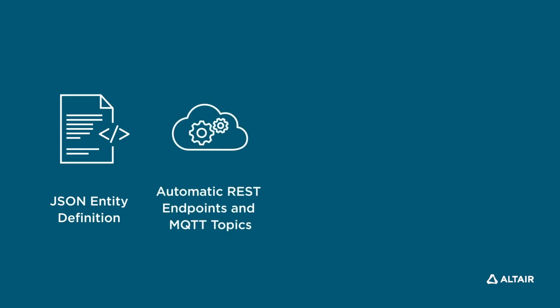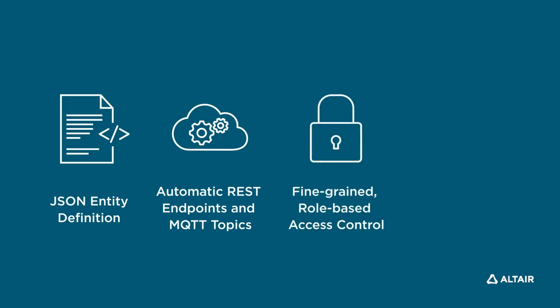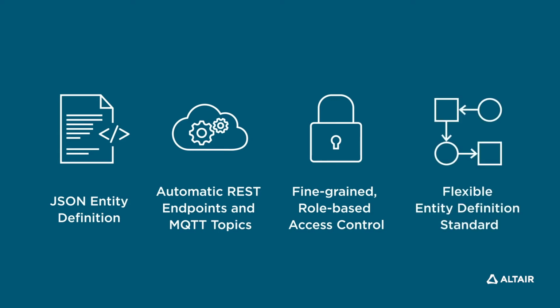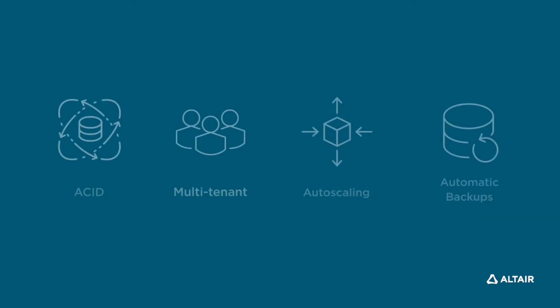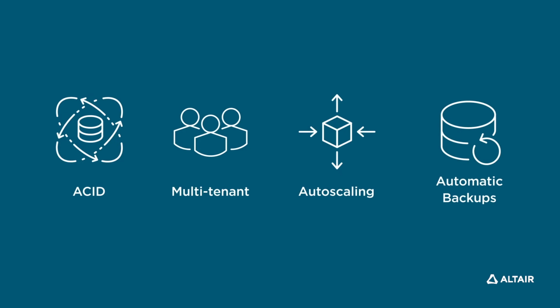It automatically generates both REST endpoints and MQTT topics for entities and their properties, so you can access exactly the data you want at exactly the right speed. No need to fetch the whole document. AnythingDB gives you control over what users can access what, down to each entity in the database. And we provide an intuitive entity definition standard which allows you to validate data easily while being flexible enough to model anything. AnythingDB is ACID compliant, multi-tenant, and auto-scaling. And it provides automatic backups to ensure no data loss.